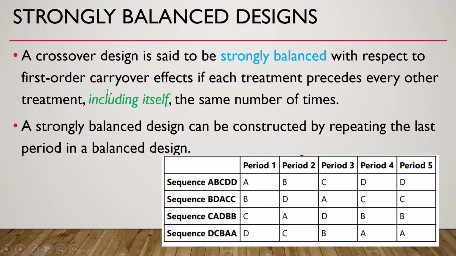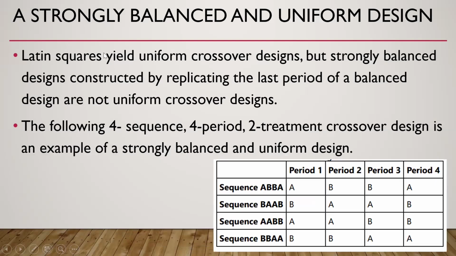Now, a strongly balanced design. A crossover design is said to be strongly balanced with respect to first order carryover effects if each treatment precedes every other treatment, including itself, the same number of times. So, a strongly balanced design can be constructed by repeating the last period in a balanced design. What we do is we add another period where we repeat the same treatment. So, here D is preceded by D, D is preceded by B, D is preceded by A, and D is preceded by C. So D is preceded by all of A, B, C, and D. A strongly balanced and uniform design.